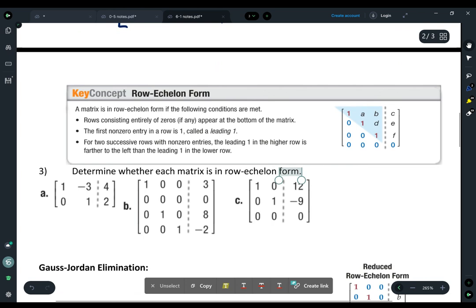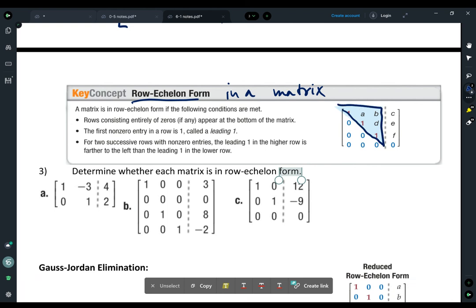So row echelon form. This is basically what we did before. We looked at row echelon form, but we had it not in a matrix. Now this is row echelon form in a matrix. So basically the same thing. We still have that triangle of values, but now it's in a matrix instead of with the x and the y and the z.